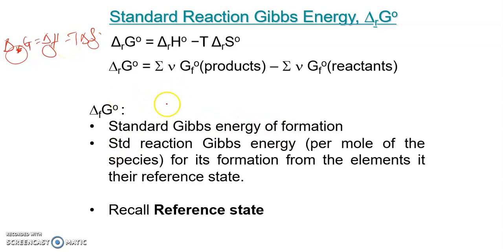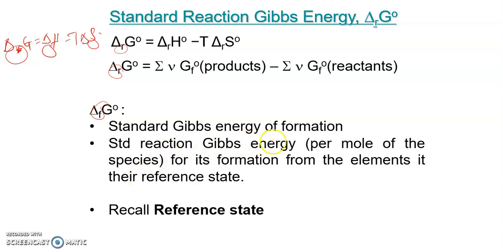But still, it is energy, and also delta G we can represent by delta G naught equal to the summation of the products minus the summation of the reactants. And also for this R and F, R means reaction, F is formation, which depends on how we label it. So if we have a lot of reactions, we know which reaction it is.